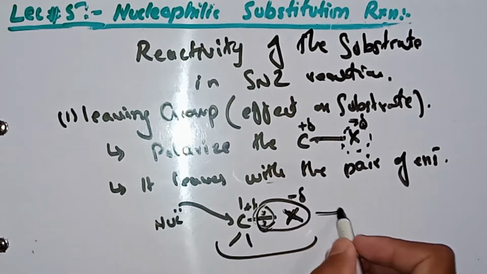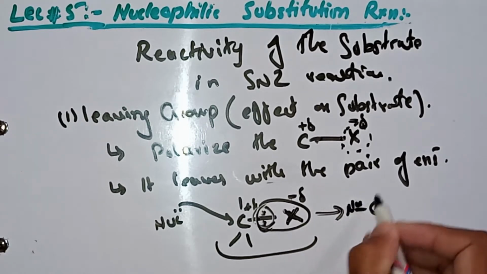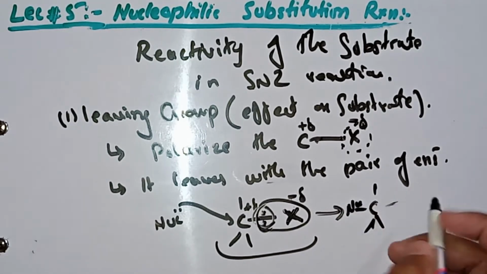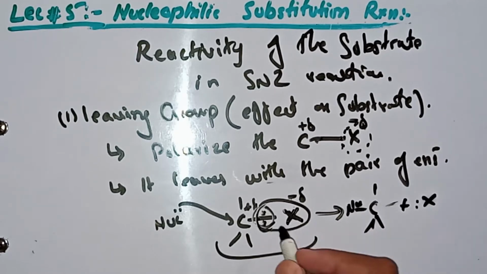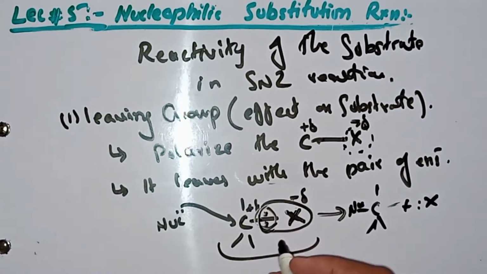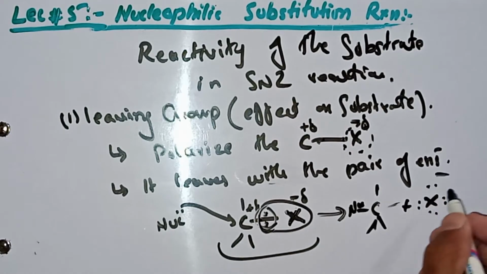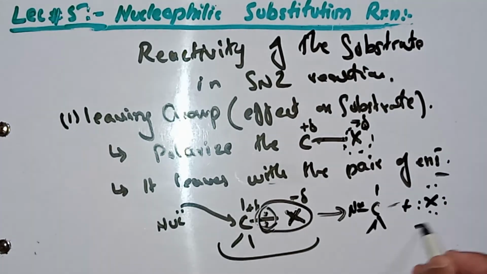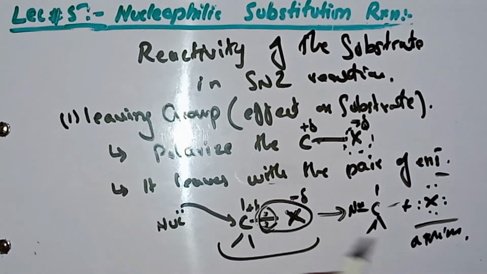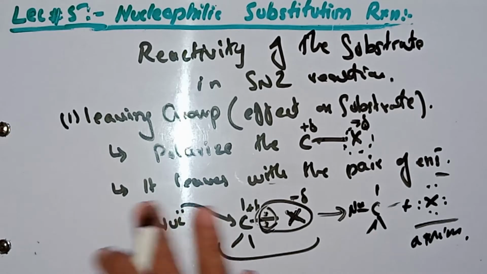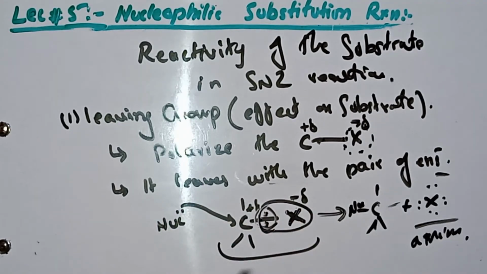with the leaving group, and the reaction becomes nucleophile plus the electron pair, the bond pair of electrons that will leave with the leaving group, and become negatively charged, it will become an anion. Is that clear? This is the main two purposes of leaving groups, and a good leaving group will be one which follows the following conditions.